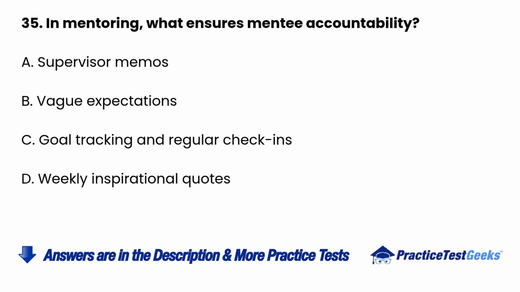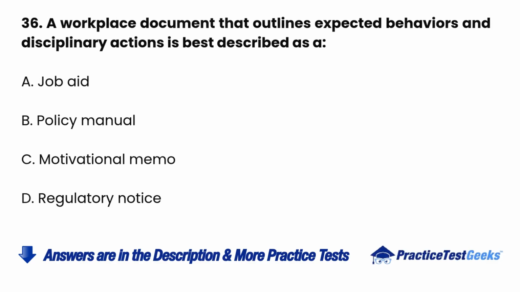35. In mentoring, what ensures mentee accountability? A. Supervisor memos. B. Vague expectations. C. Goal tracking and regular check-ins. D. Weekly inspirational quotes.